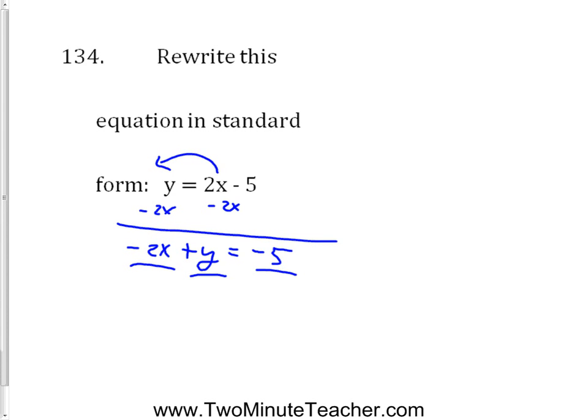Okay, in standard form also, you really don't want to have fractions here or here or here. But I didn't have any fractions in this one, so it's pretty easy. But to have it in standard form, those should all be integers in the fronts of the numbers. So there's my answer right there.